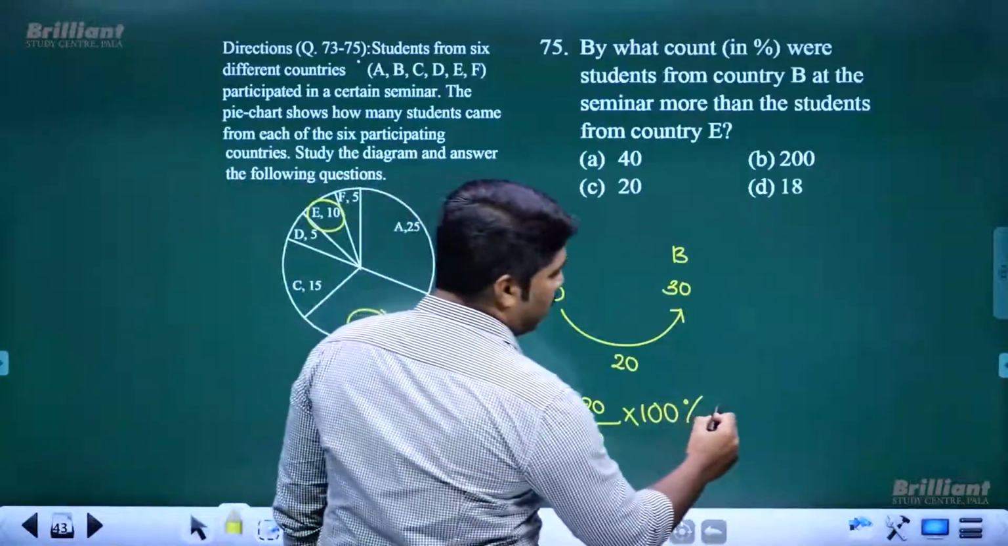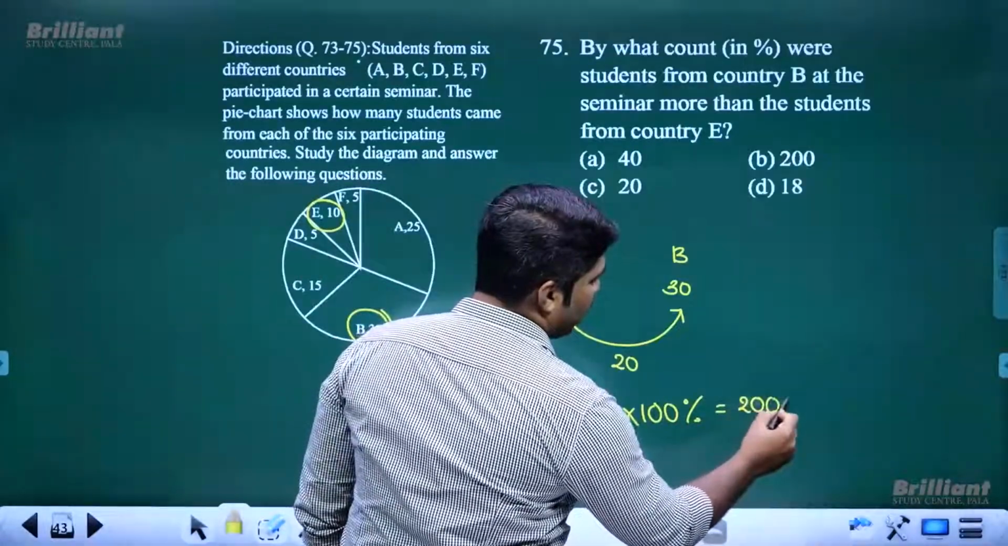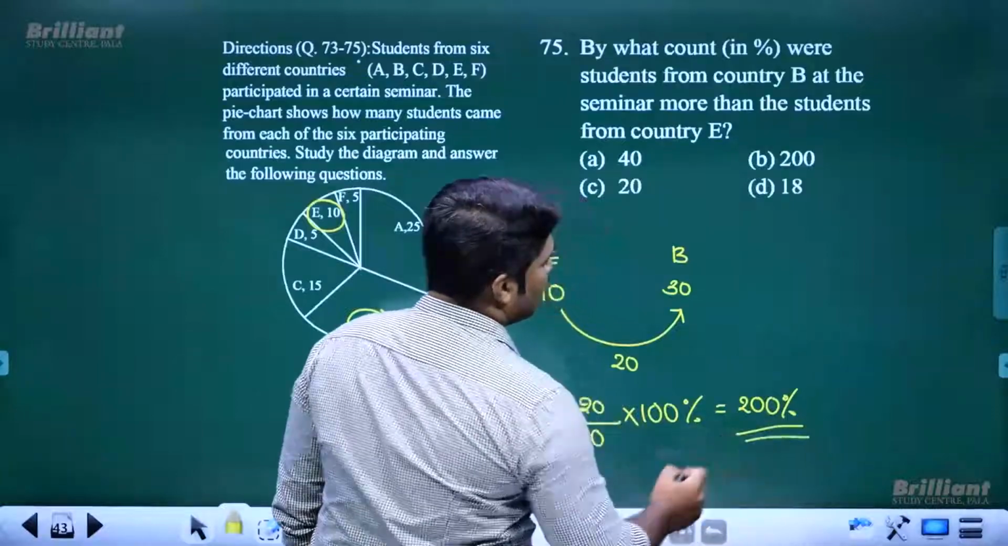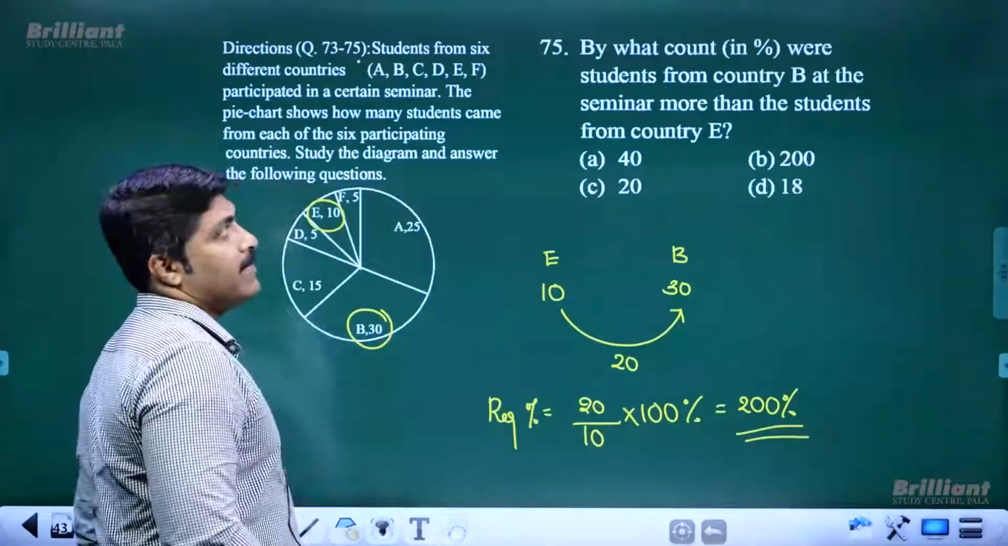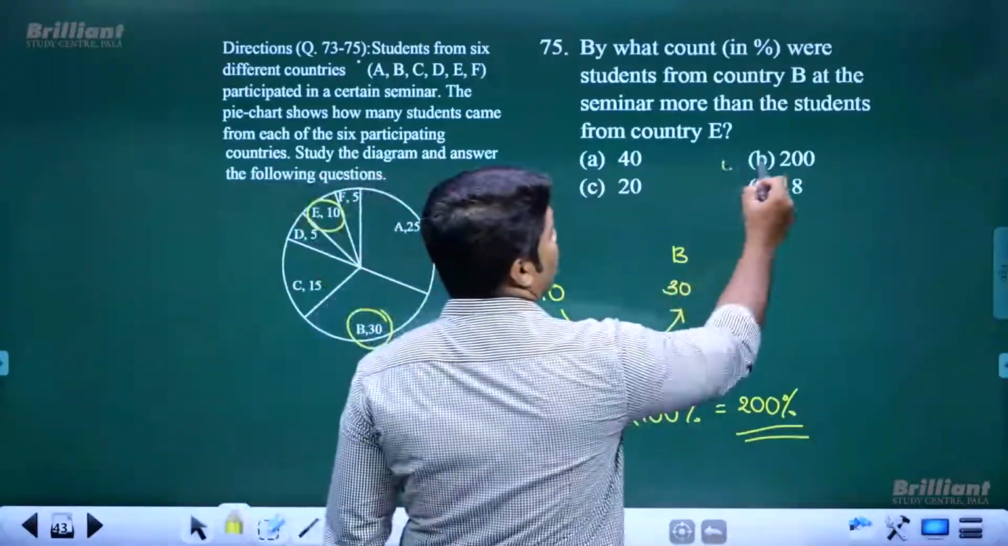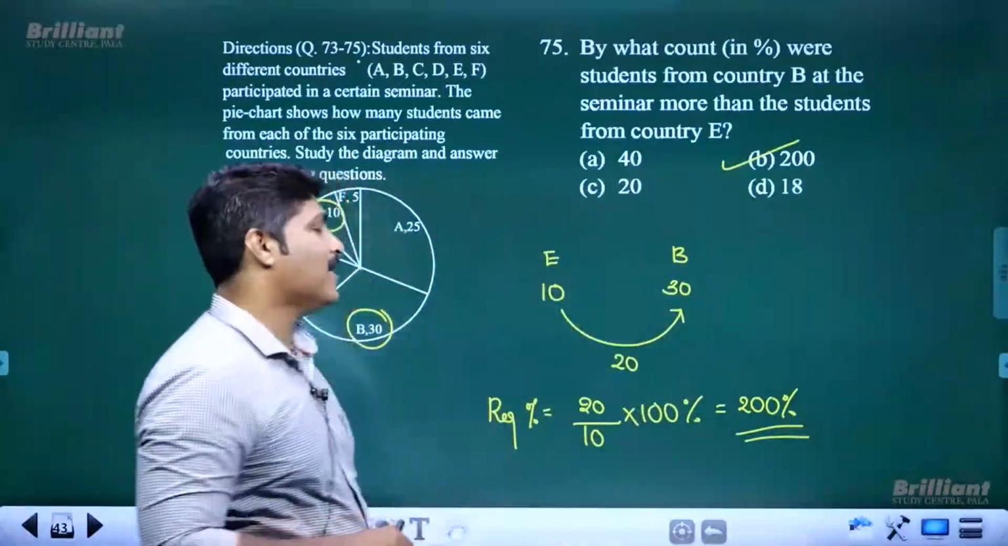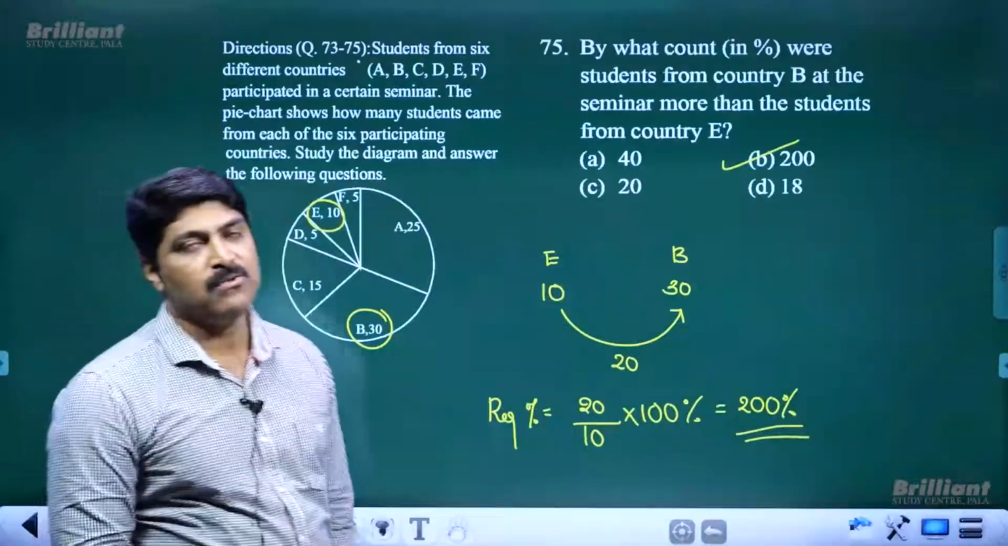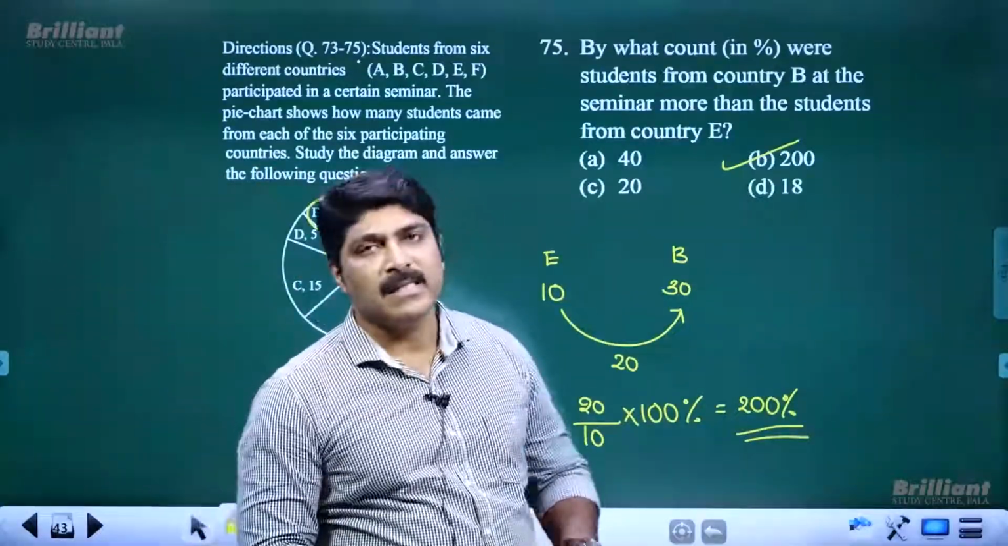So simply, we can simplify this: it is twice. We know by observation that it's equal to 200. The difference we have to find is how much percentage more? That is 200% more. Got it? So these are the set of questions from this particular mock exam.